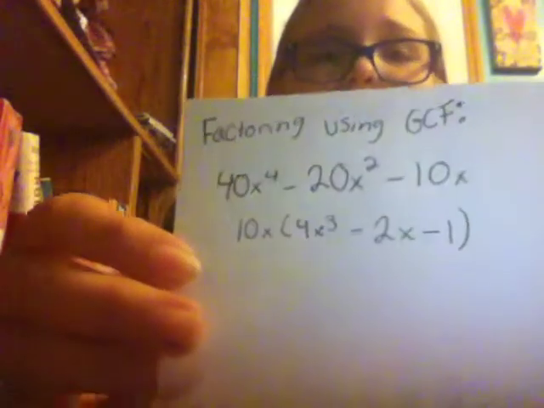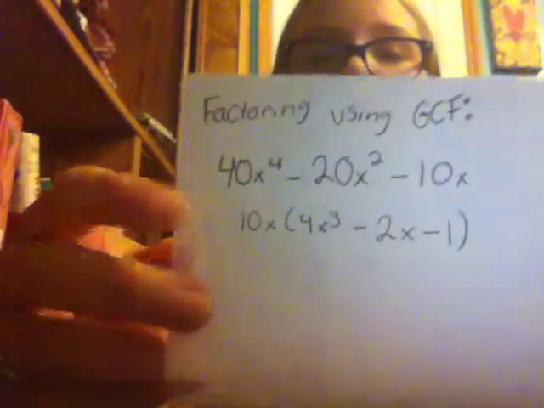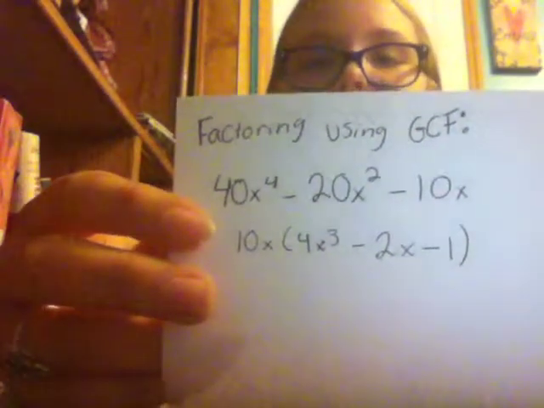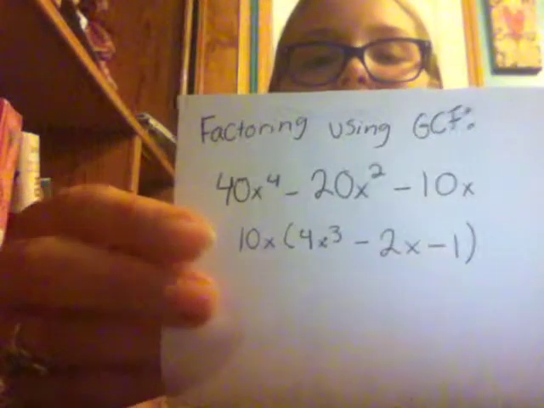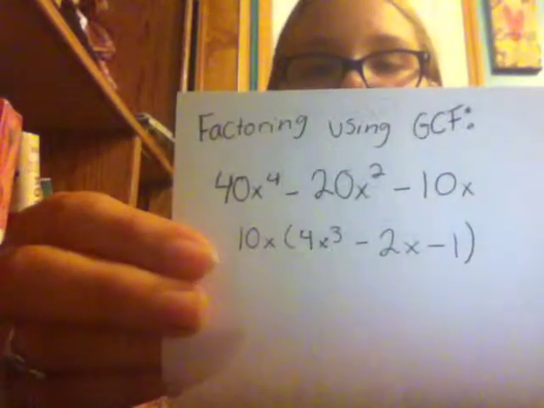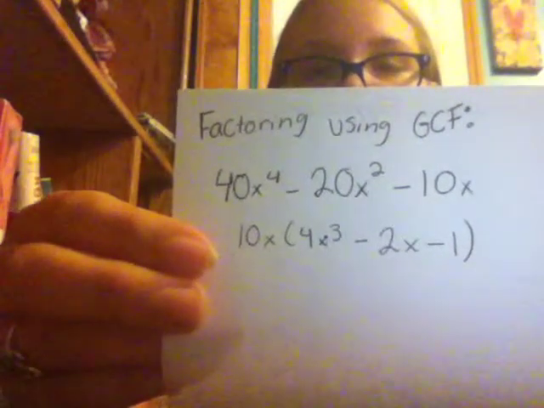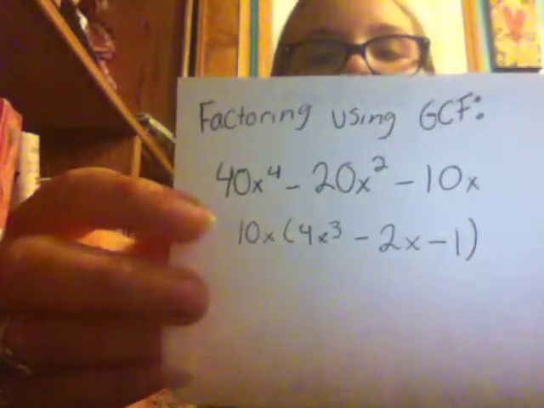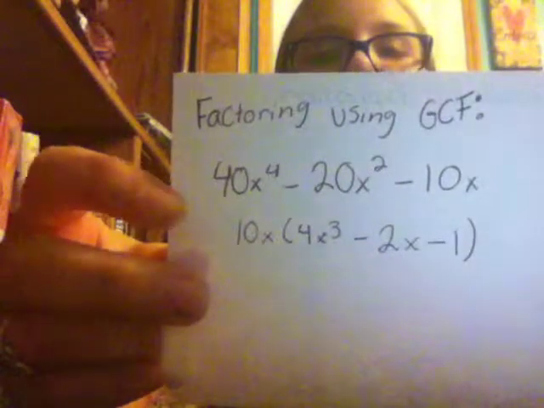So I went and slowly redid my problem. So it went from 40x to the fourth minus 20x to the second minus 10x to 10x times 4x to the third minus 2x minus 1. And you can easily point this out because each of these terms is divisible by 10x.